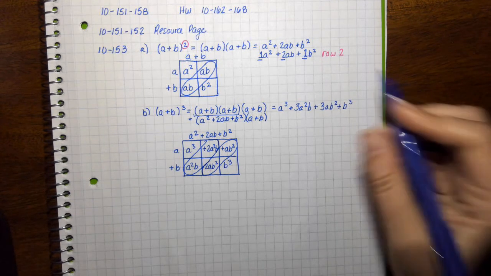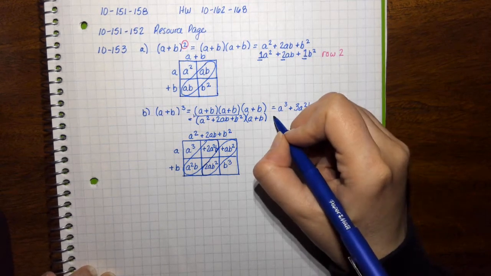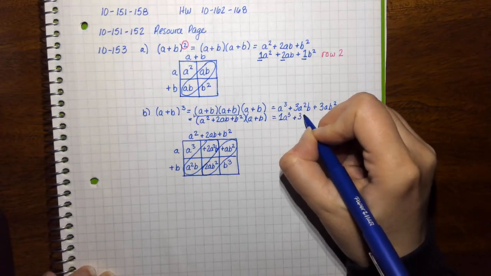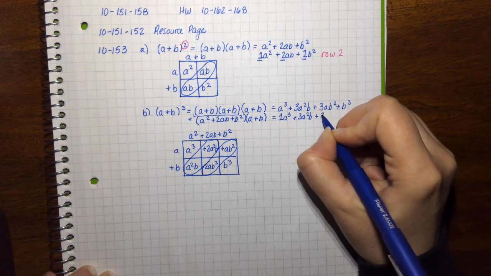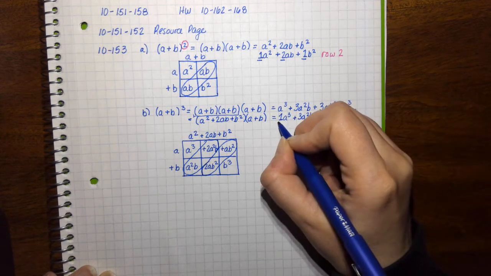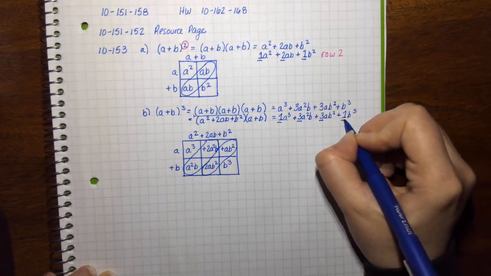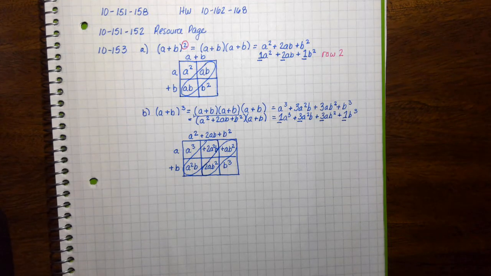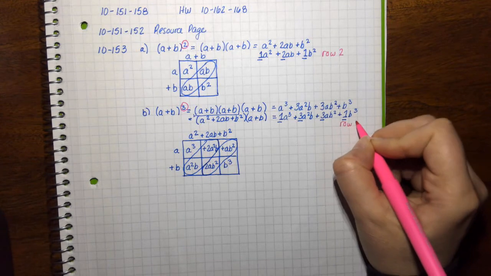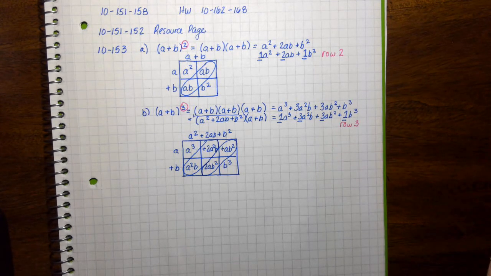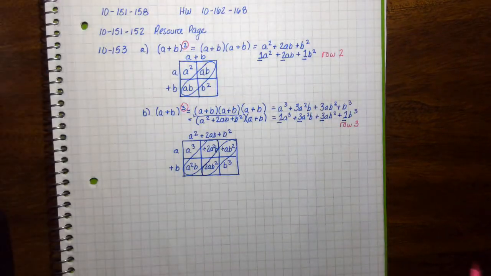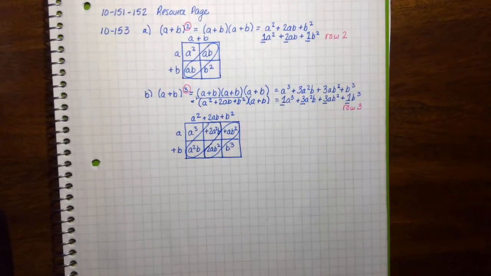Okay, so now we need to see if our theory about Pascal's triangle works. 1a to the third plus 3a squared b plus 3ab squared plus 1b to the third: 1, 3, 3, 1. So let's go look at row 3. Row 3: 1, 3, 3, 1. Hopefully some of you are getting the chills.